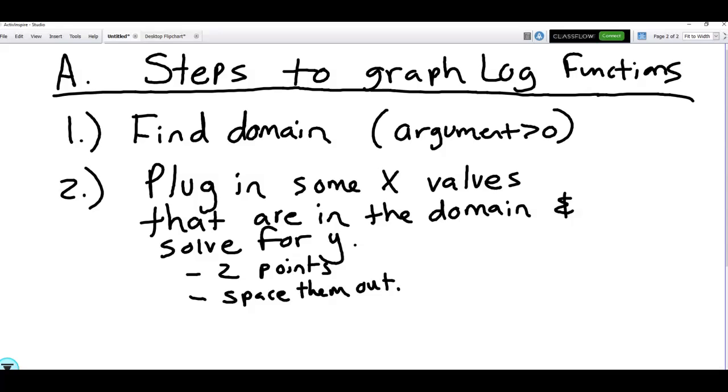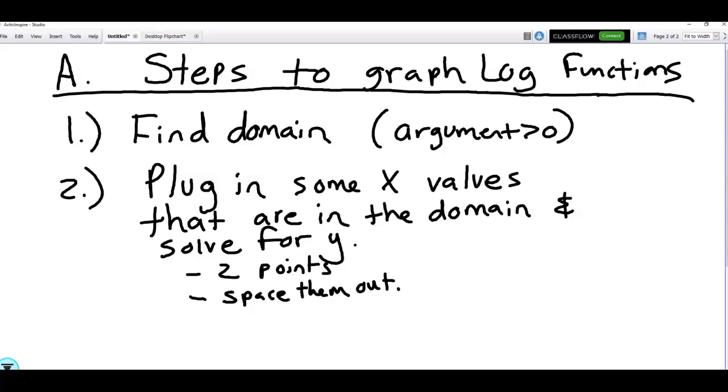Oh, yeah. So log functions, they grow really slowly. So if you plug in 1 and then you plug in 2, the y value is going to change such a small amount that it's going to almost look like a flat line. So don't do that. Plug in an x value and then pick another x value that's kind of far away from it. That way you see the little bit of growth that it achieved over that distance.